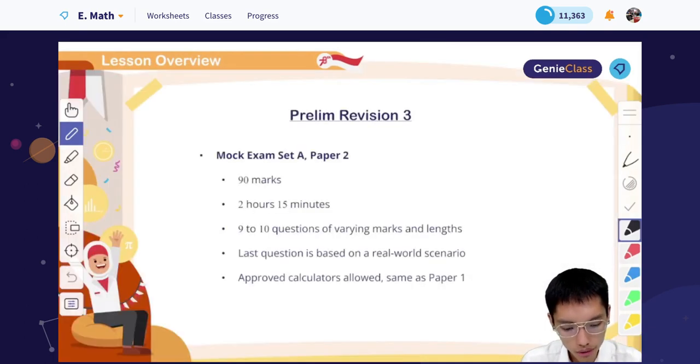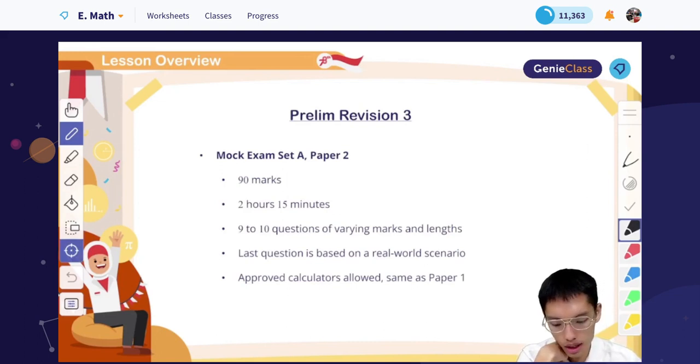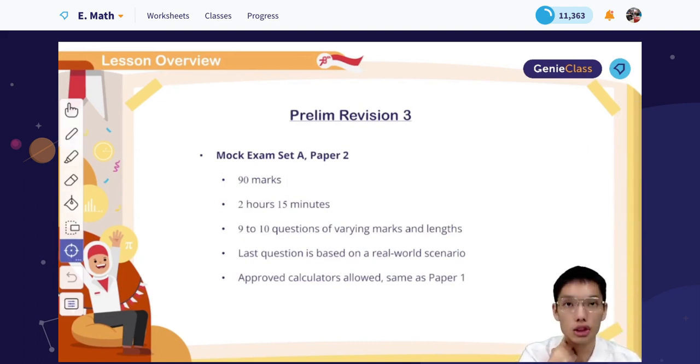Alright, so again, the focus for today will be on paper 2. The same set, but in this case on paper 2. So what are the different focuses between paper 1 and paper 2? I realize the number of marks and the times remain unchanged, just that there will only be 9 to 10 questions of varying marks and lengths. So that's something for you to take note of.